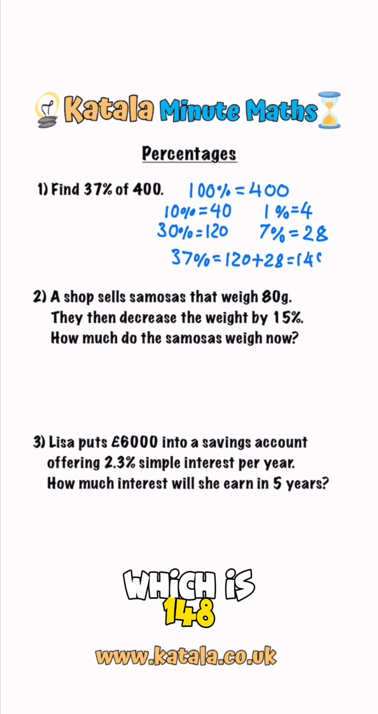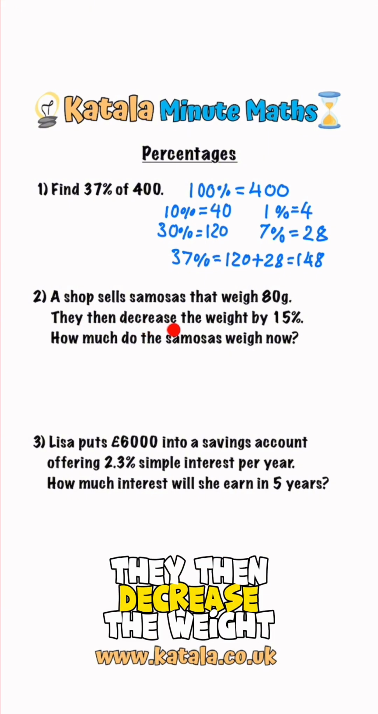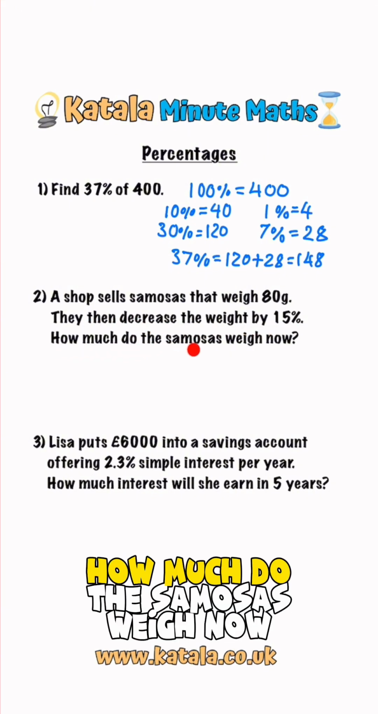Now adding the 30% to the 7% would find us, of course, 37%, which would be 120 plus 28, which is 148. Question 2. A shop sells samosas that weigh 80 grams. They then decrease the weight by 15%. How much do the samosas weigh now?